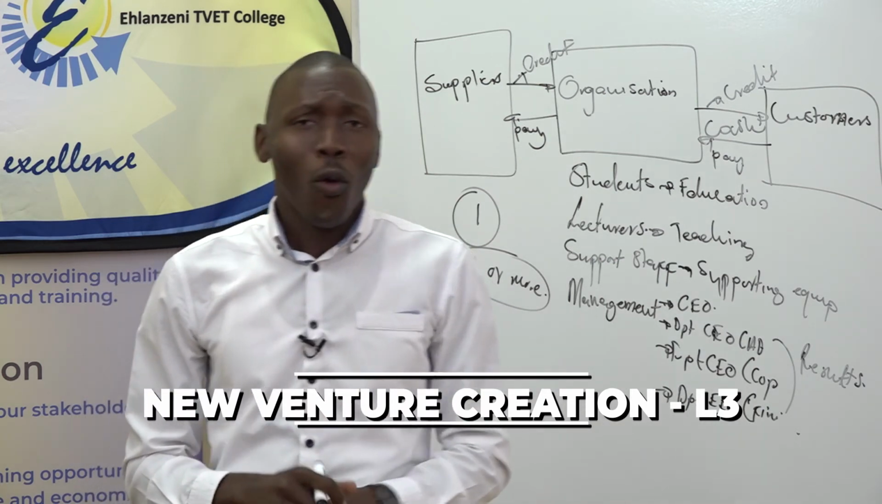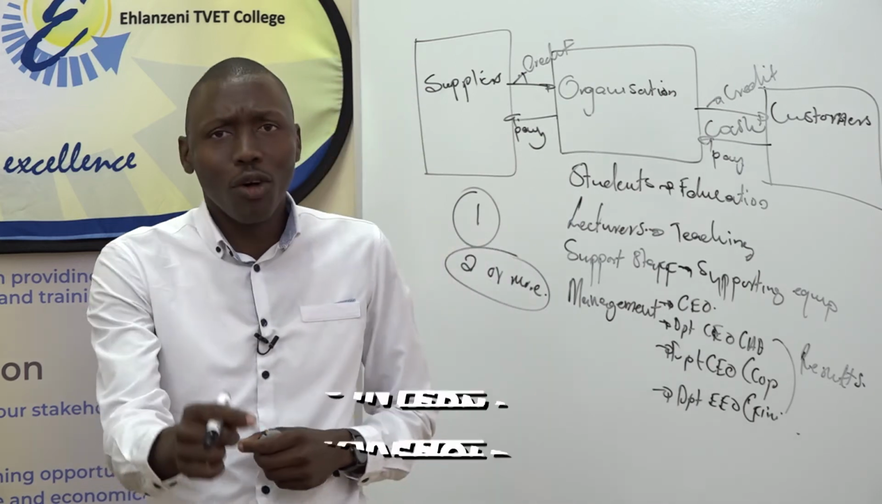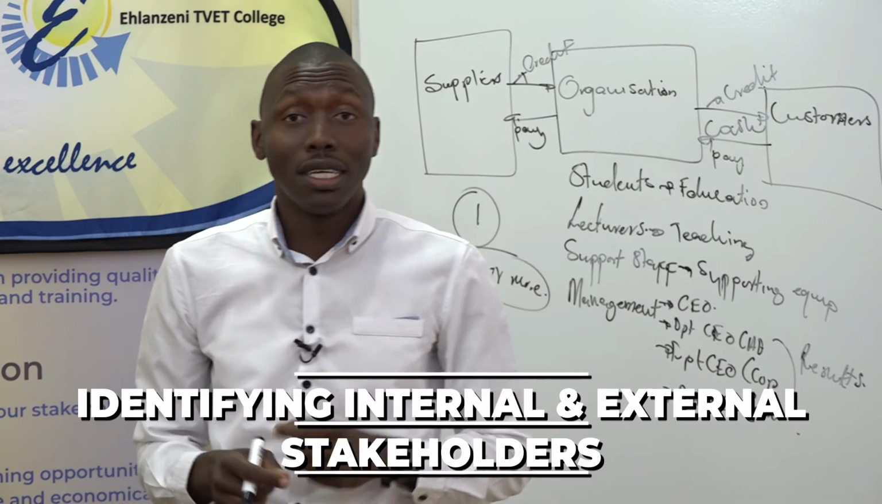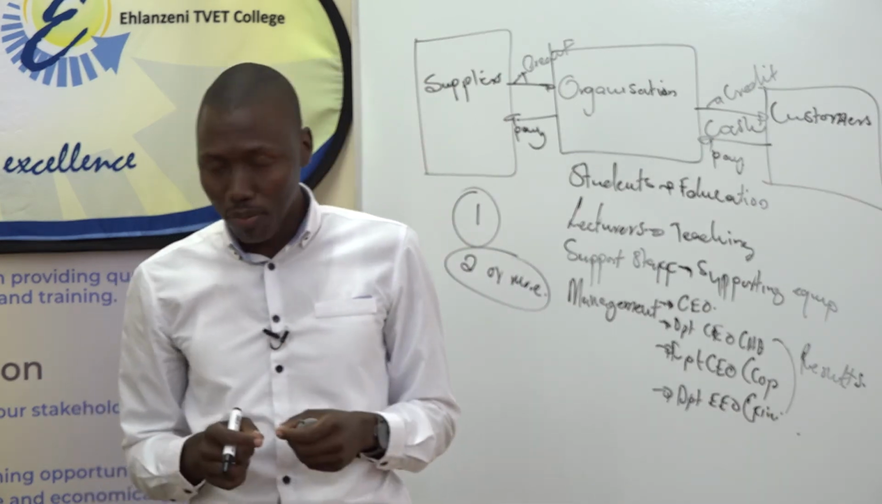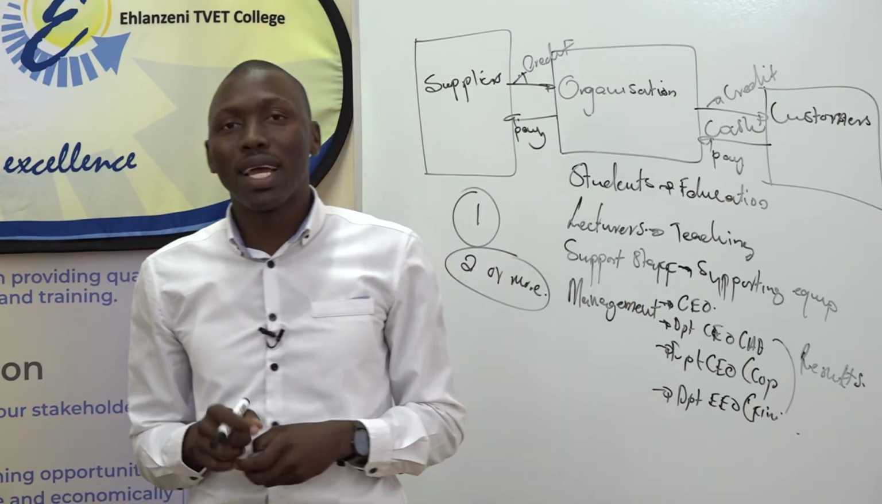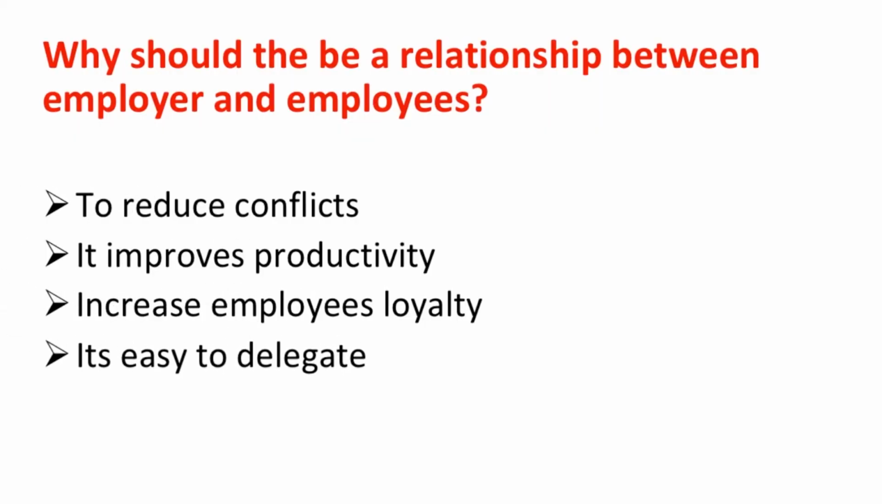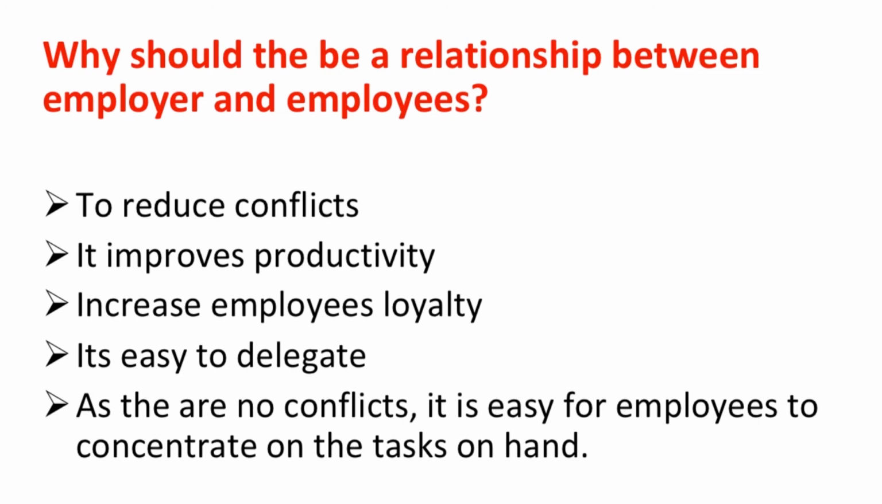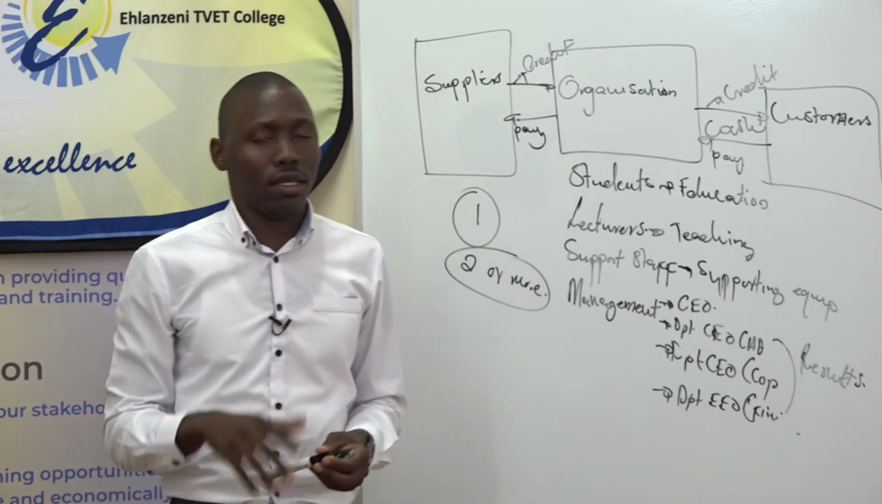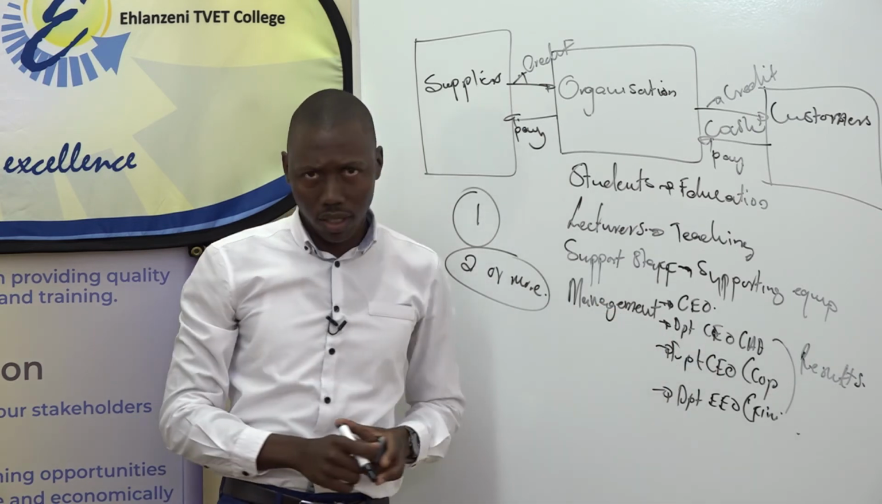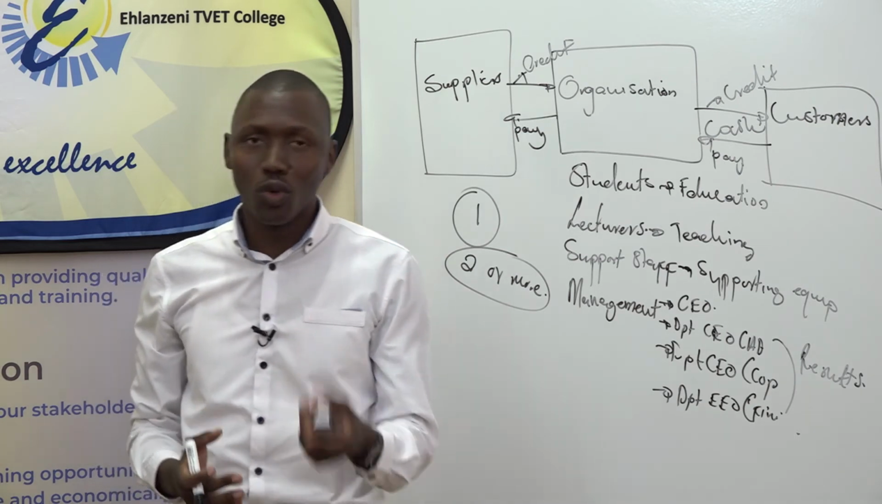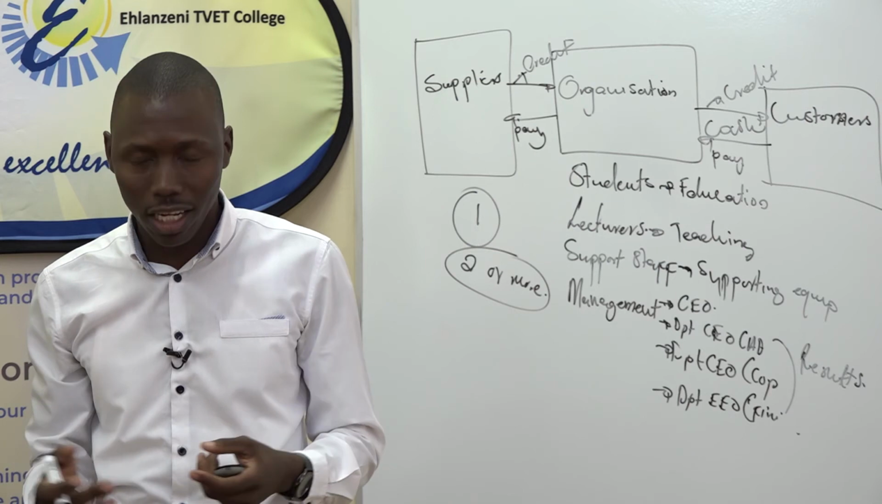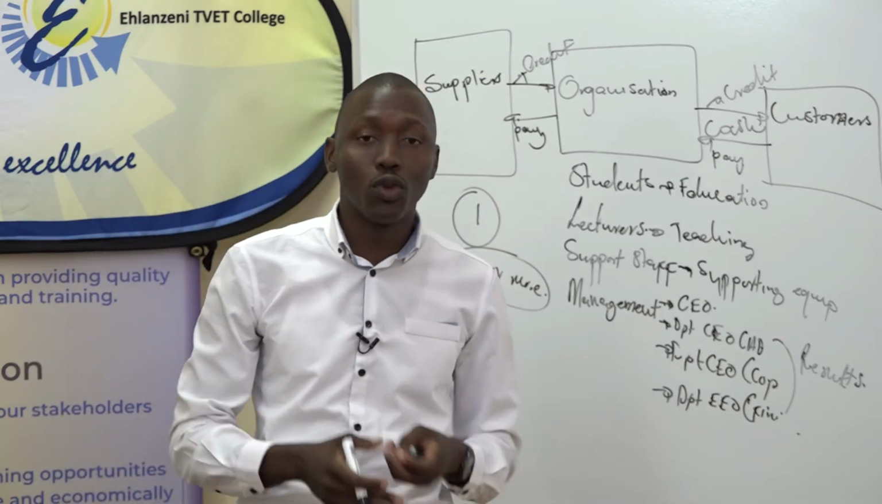Looking from the first one, when there's no conflict, the core business of the organization shall run smoothly and the productivity shall increase and it will improve. And employees' loyalty, it is increased. They become too loyal to the organization. The fourth one, it's easy to delegate a person whom you've got a good relationship with. And the fifth one, as in the organization, there is no conflict, it is easy for employees to concentrate on the task on hand. Remember, if there is conflict, it is not easy for you to perform your duties as an employee. Each and every day when you wake up going to work, you become demotivated and you always go there to attack issues. But if there's no conflict, then it's easy for you to carry out your task on hand.